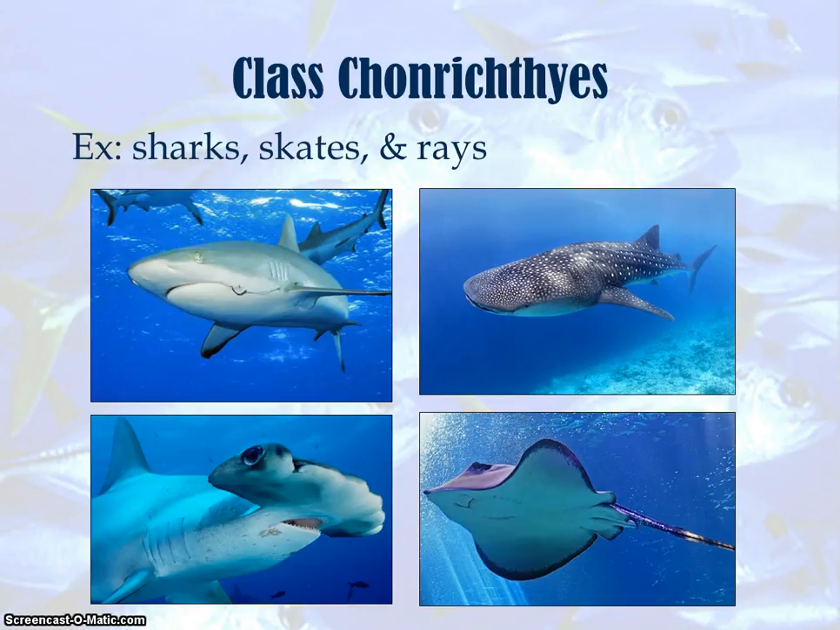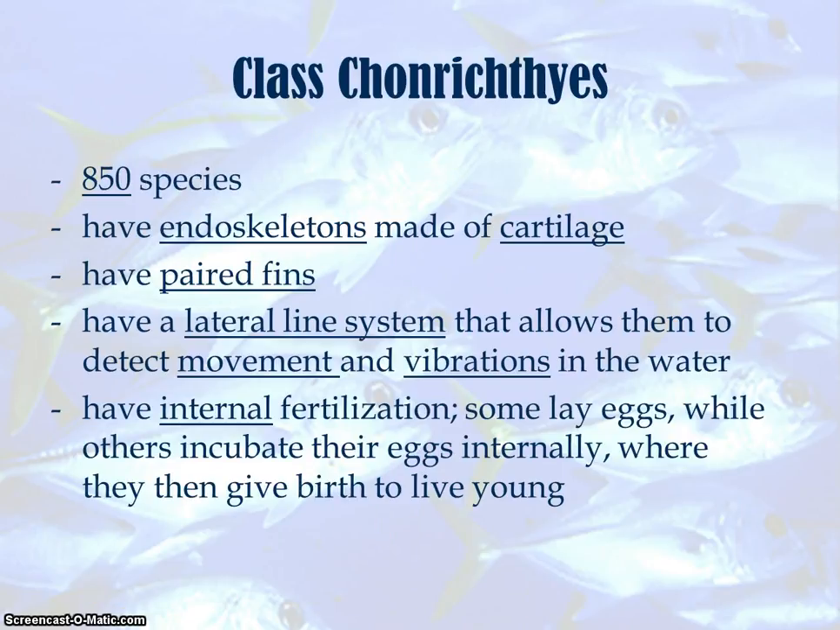Another class of your phylum Chordata. These are your Chondrichthyes. This is going to include your sharks, skates, and rays. So the different types of sharks you can think of, your manta rays, your other types of rays, and then your skates. Skates are very similar to rays. They're just a little bit of a different type of body structure and anatomy. There's about 850 total species that have been classified in this class.